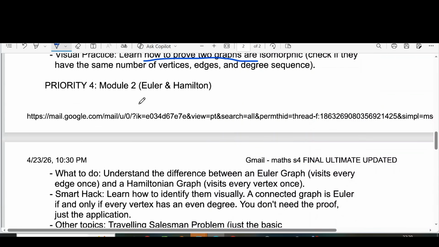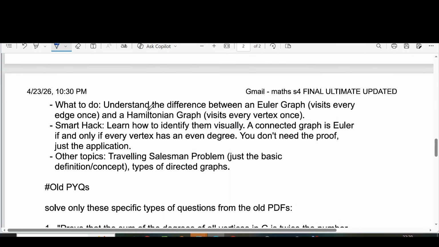Priority 4 is for module 2. From this, understand the difference between an Euler graph and a Hamiltonian graph. Then the other topics are traveling salesman's problem, then types of directed graphs.